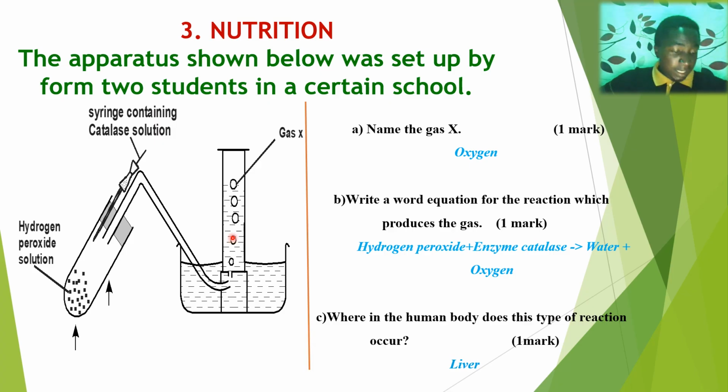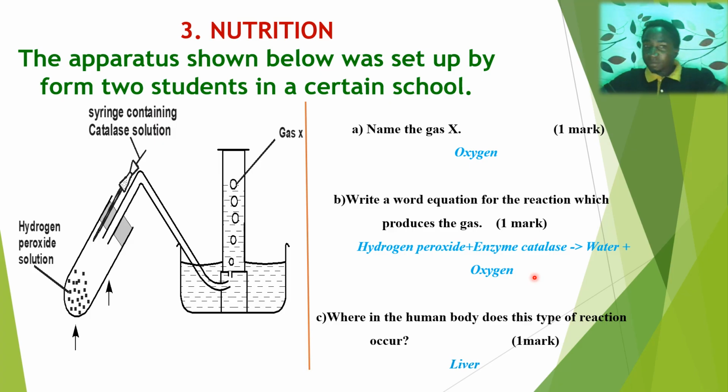Now, let's look at the first question. Name the gas. So we all know that when hydrogen peroxide solution reacts with catalase enzyme, that catalase breaks down the hydrogen peroxide into water and oxygen. Therefore, this gas is possibly oxygen. Hydrogen peroxide plus the enzyme catalase will give us water and oxygen.